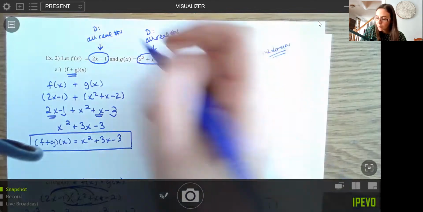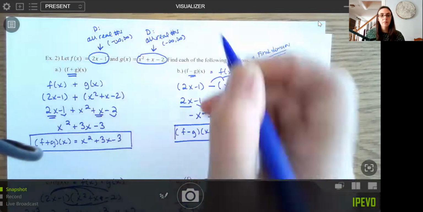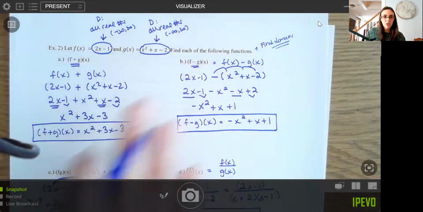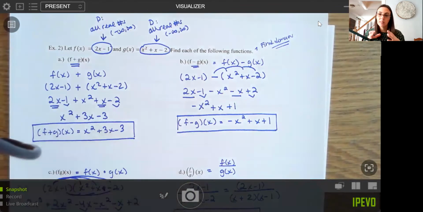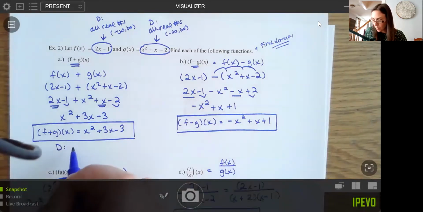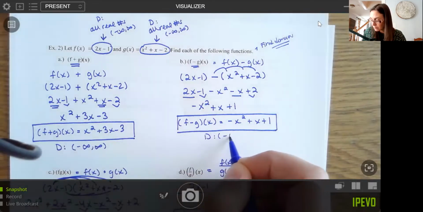And the way we can write that, of course, is negative infinity to infinity in interval notation. So for f plus g, f minus g, and f times g, you're just going to combine these two domains together. Now, they're both all real numbers, so there's nothing to really combine there. And what happens is your domain in each of these first cases is going to be the same, right? There are no restrictions in either case.